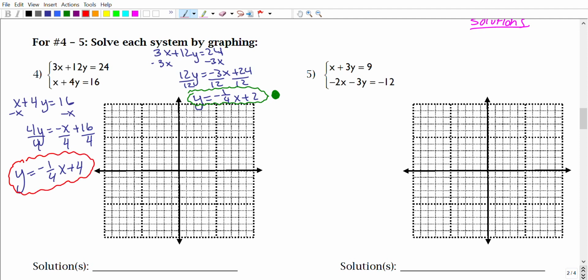And now, some of you guys might already be able to tell me what my solutions are. Okay? If you don't know the solutions yet, just by looking at those two equations, let's go ahead and actually graph them. So I'm going to do my red one first. I'm at positive 4, and my slope is negative 1 over 4, so down 1, right 4, down 1, right 4, or up 1, left 4, up 1, left 4. So I'm going to graph my line there.